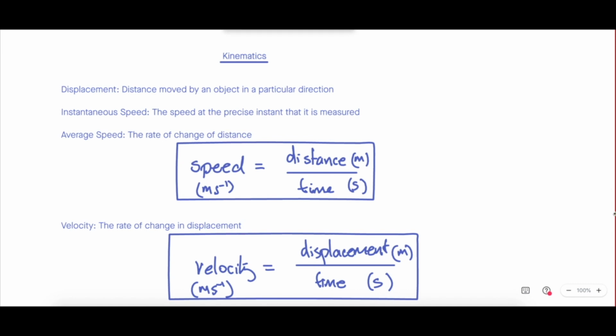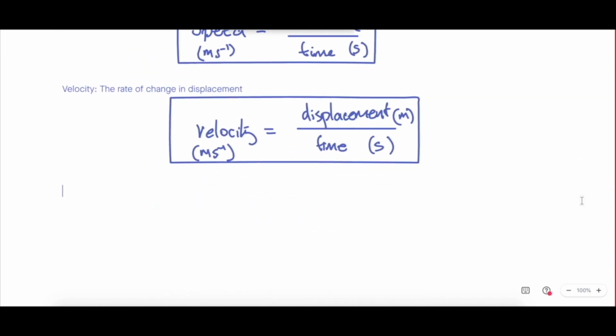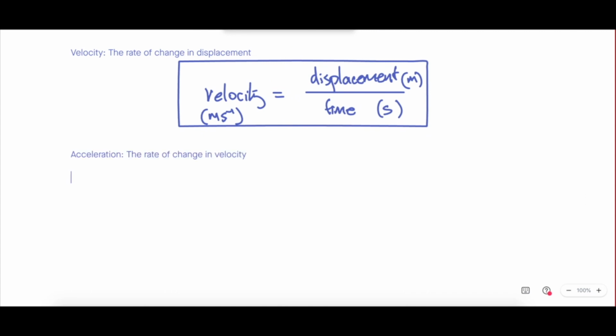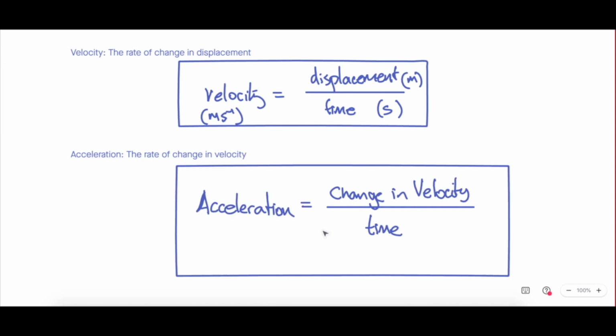Next up, acceleration. The definition for acceleration is the rate of change in velocity. So we can write an equation for that, which is acceleration is equal to the change in velocity over time. Change in velocity, again, is measured in meters per second. Time is measured in seconds. Acceleration is measured in meters per second squared.